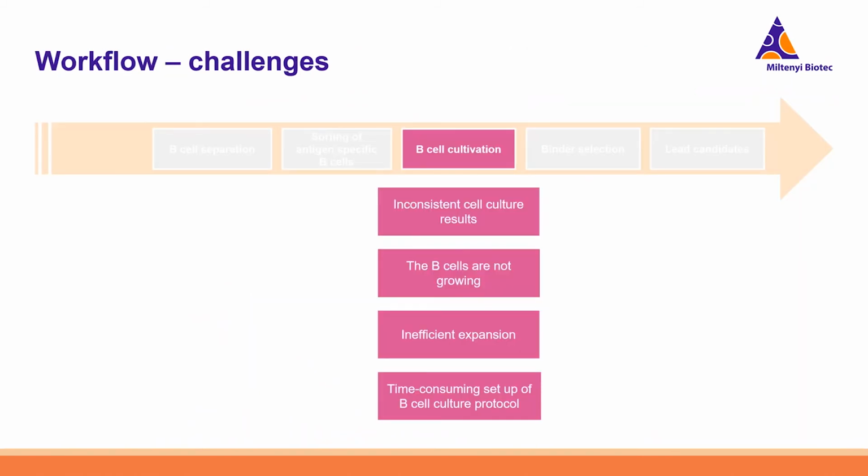Now I will just show you some challenges and solutions for B cell cultivation. This is sometimes a bit tricky because it's not so easy to cultivate B cells. As I said, they're really sensitive. It's sometimes not working nicely. Cells are not growing, there's no nice expansion, and it's inconsistent. And it's really time consuming to set up a protocol that is working.